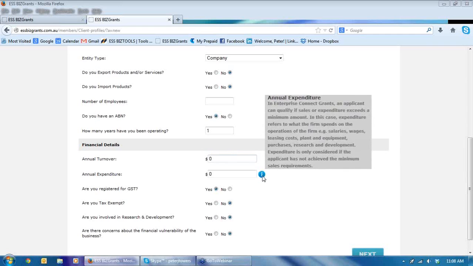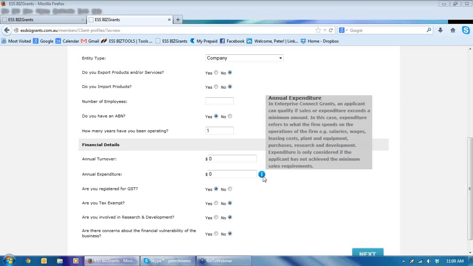Annual expenditure, the reason we have that question in there is because it is a key area in the Enterprise Connect grants. Enterprise Connect has this concept of either having a turnover or expenditure exceeding a stated amount. So if it's a manufacturing business, the stated amount is $1.5 million. If it's a clean technology business, the stated amount is $1 million.